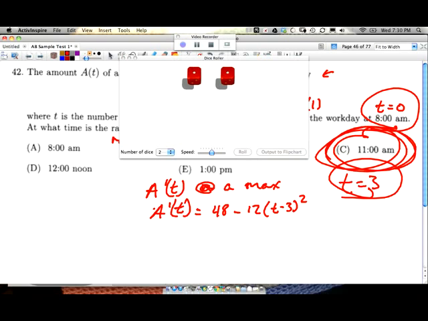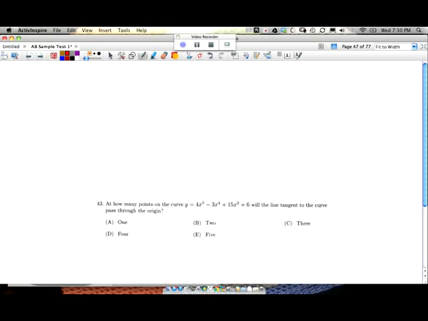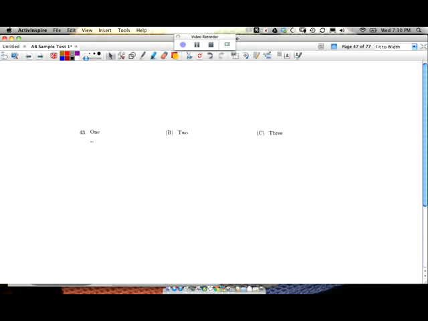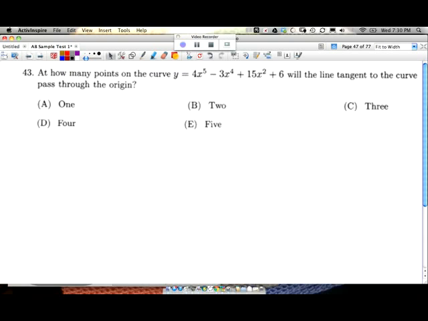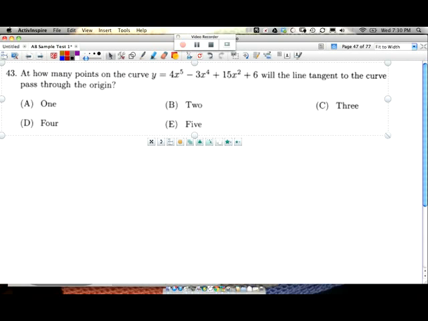Boom. Whoops, wrong one. Did we skip one? Yeah, we did. There it is. 43. At how many points on the curve will the line tangent to the curve pass through the origin?